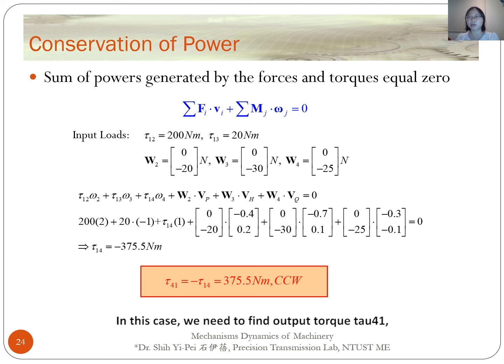In this case, we need to find output torque tau 41. Torque tau 14 and tau 41 have the same magnitude and opposite directions. So we flip the direction of input torque tau 14 to get output tau 41. Tau 41 is equal to 375.5 Newton meter in a counterclockwise direction.